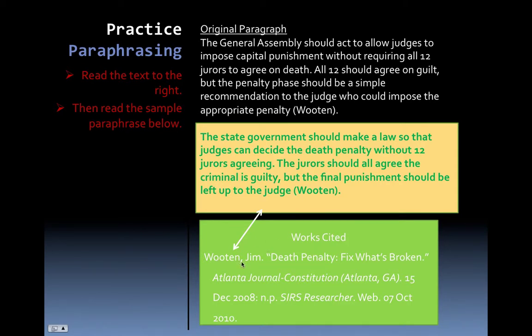You'll also notice, and I'll point this out to you a few times, that this citation here, Wooten, matches up with the very first thing on this line. And I will show you that repeatedly as we go through citing your sources.